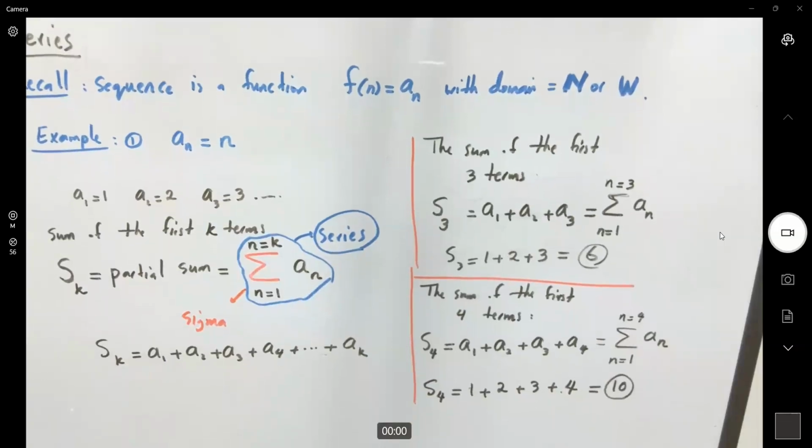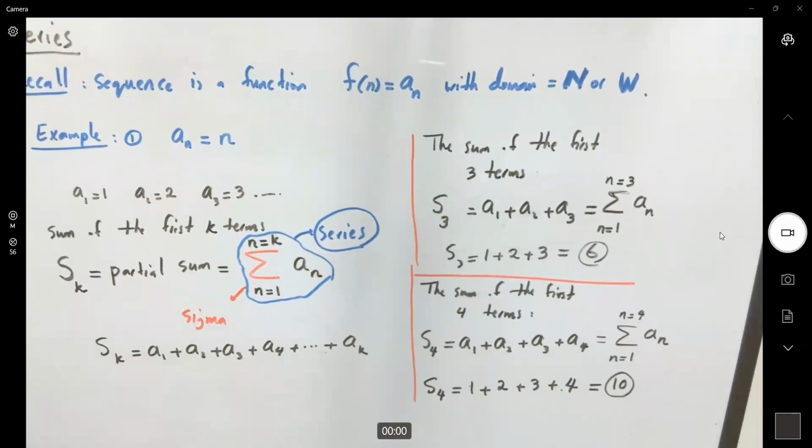So now I have a question for you. What if I add all of these terms? Question: what is A1 plus A2 plus A3 plus the rest of them? I'm not going to stop anywhere. I'm just going to continue adding these together. What would be the final answer? Is it going to be a number or is it going to infinity?